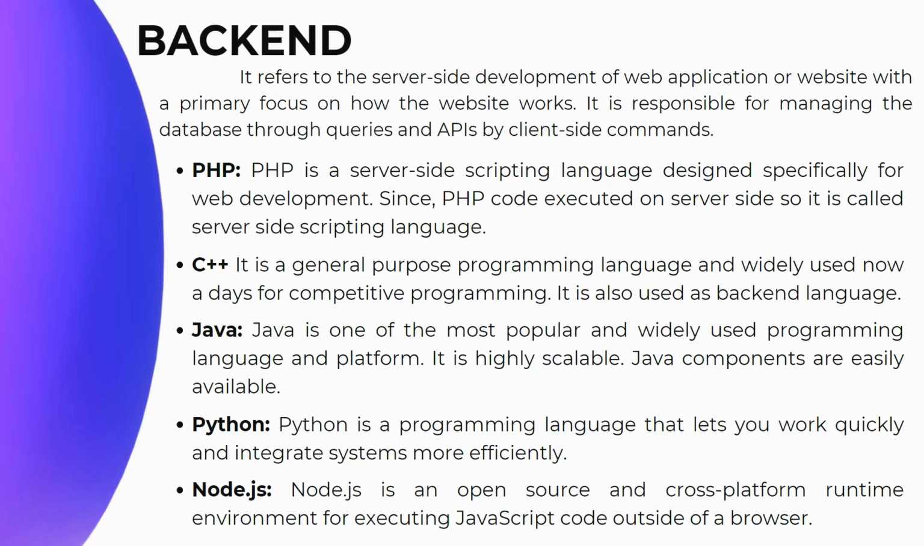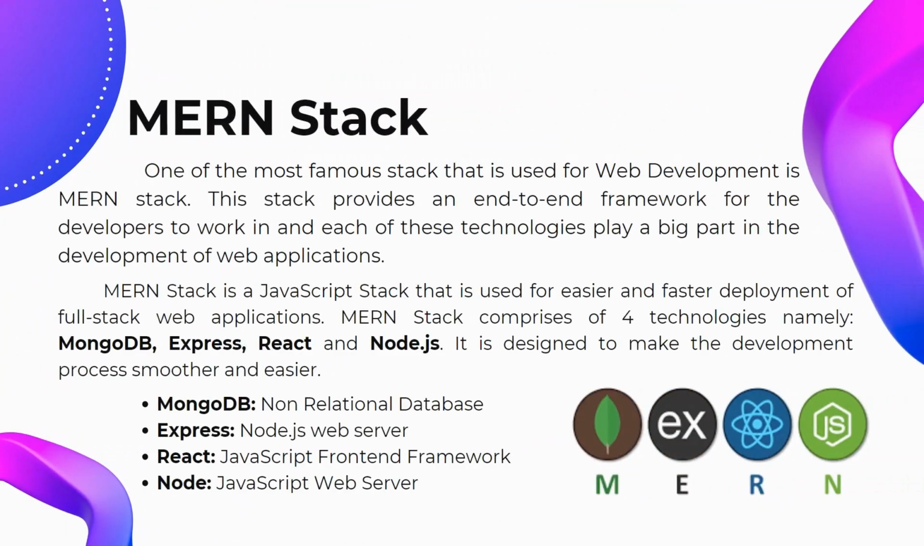Now let's move to MERN stack. It is a famous and most widely used stack for web development. It provides an end-to-end framework to work in four technologies, namely MongoDB, Express.js, React.js, and Node.js, as I have mentioned before. MongoDB is a non-relational database. Express.js is a Node.js web server. React.js is a JavaScript front-end framework, and Node.js is a JavaScript web server.